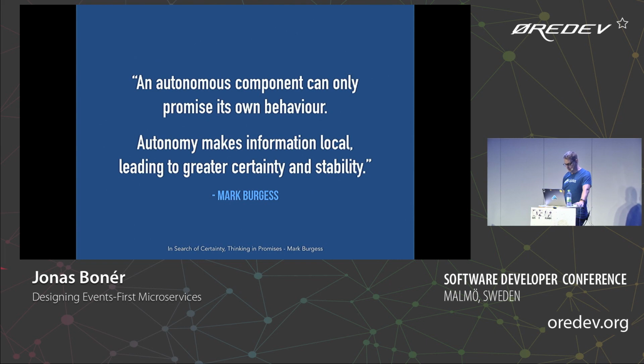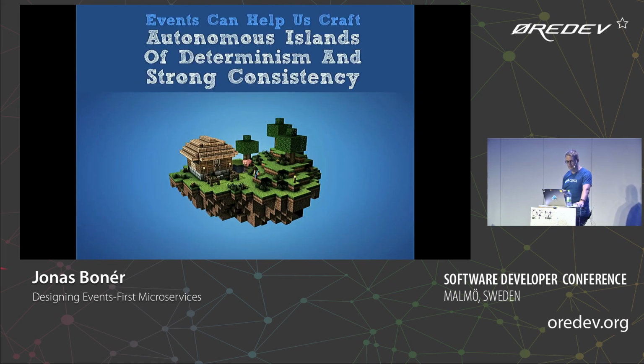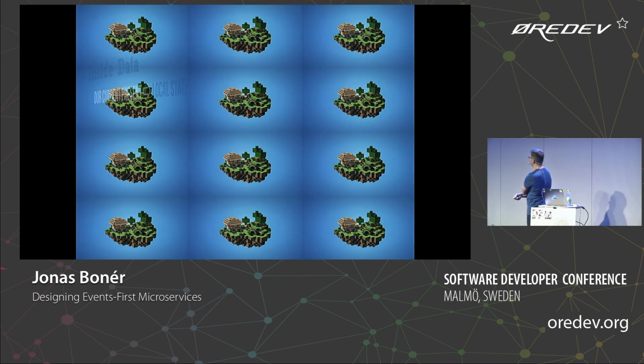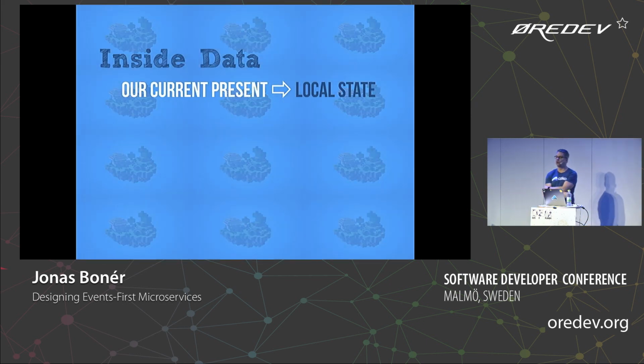Okay. And I think this view of events can really help us to craft these autonomous islands of determinism and strong consistency. Islands that float around in this wild ocean of non-determinism, safe boxes where you can bring sanity back, and we can actually reason about stable values and stable state. And the question, though, is how do you make all these islands work together?